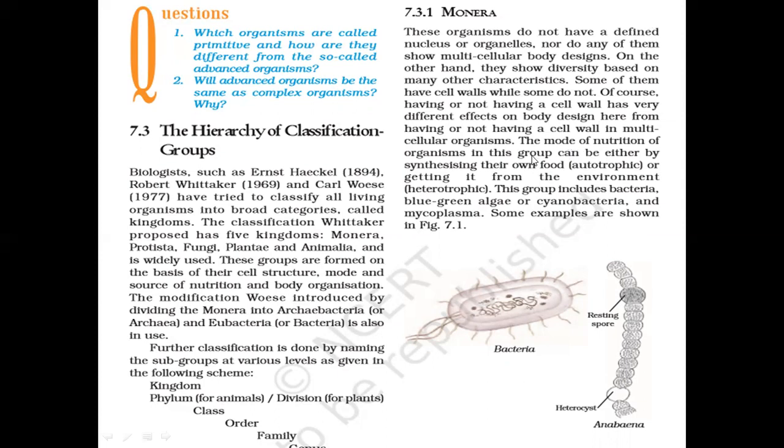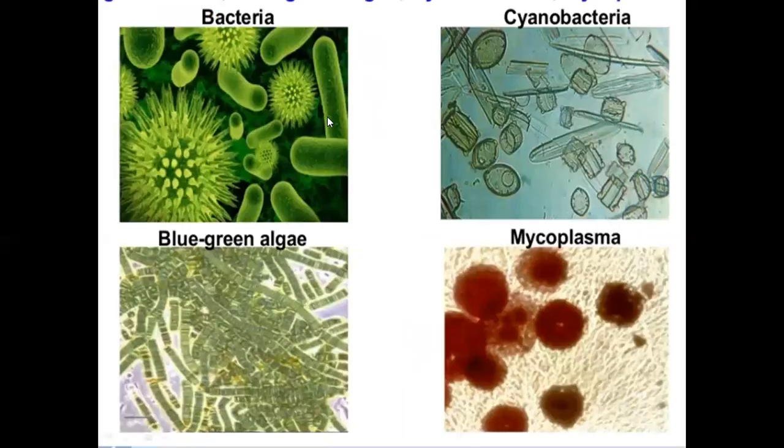Next, we see the mode of nutrition of the organisms in this group: they can either synthesize their own food, that is, they can be autotrophic, or get it from the environment, that is, heterotrophic. Some examples are bacteria, cyanobacteria, blue-green algae, and mycoplasma.